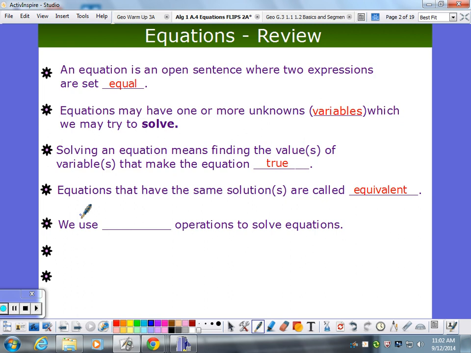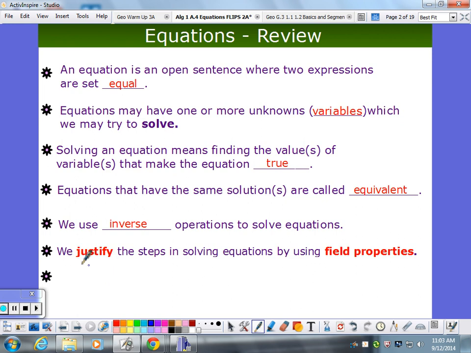This one, I don't know if you're going to get this one. We use what kind of operations to solve equations? You think you know, Ryan? What do you think? Ordered? I'm looking for a different word. I'm looking for the word inverse. And what does that word inverse mean? Opposite. So if you're adding on one side, then I'm going to be doing some subtracting. I do opposite operations.